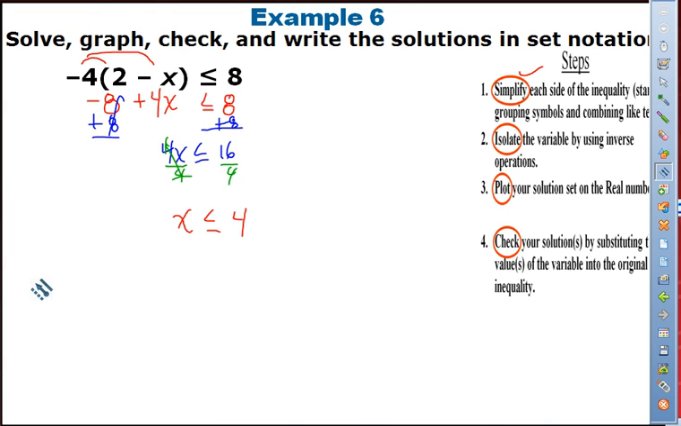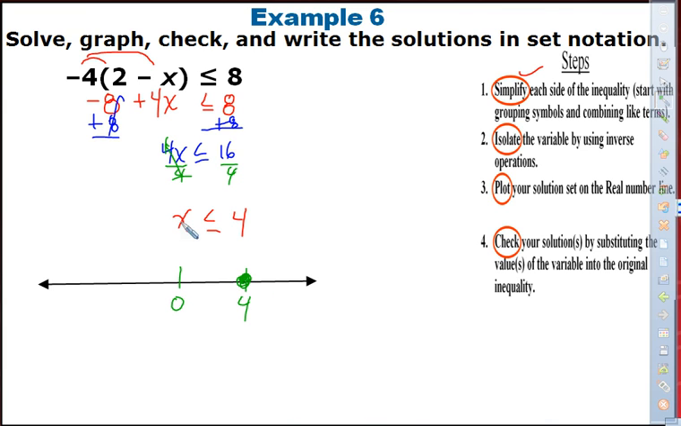Our graph: 0, 4. Does it include the point? Yes. It says x is less than or equal to 4. What numbers are less than 4? 3. Everything to the left.